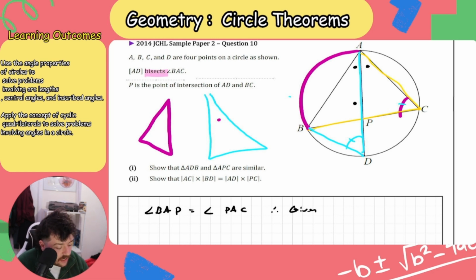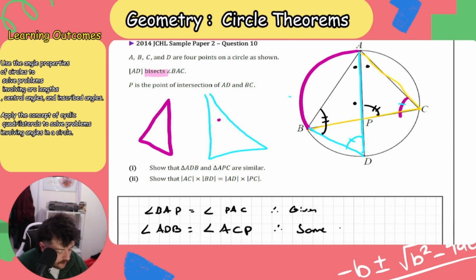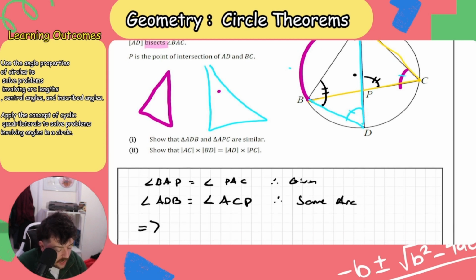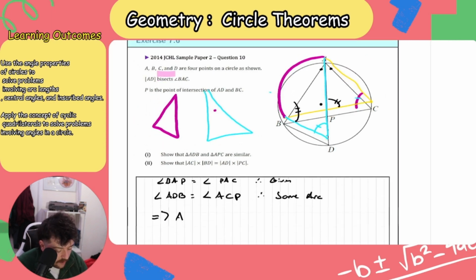And since them angles are equal, that implies that the final angles here have to be equal to each other. So angle ADB is equal to angle ACP because they're on the same arc, and then which implies that the remaining angles are the same. So angle ABD is equal to angle APC. So it implies that because the other two are the same.